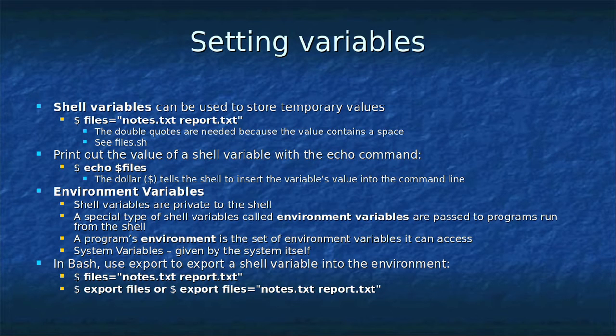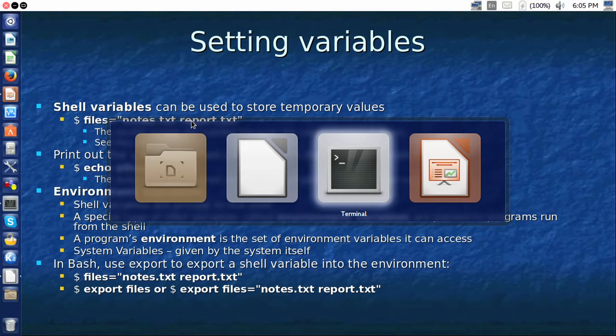So, here is one example. Shell variables can be used to store temporary values, and that is what we have been doing in the previous example. Here is a line which says files is equal to, within double quotes, notes.txt and report.txt. If you remember, I told you that whenever you assign a variable a value, the whole thing goes as a string. So, in this case, if you try to print files, it will actually print notes.txt and report.txt. Let us see that as an example here.